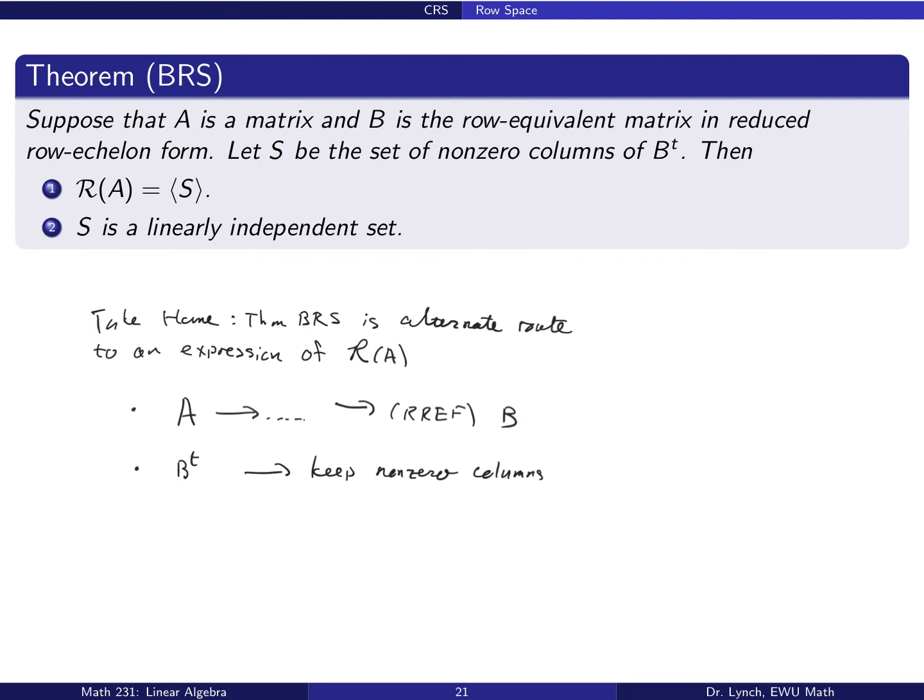That alternate route is to start with the matrix A and reduce it to its reduced row echelon form. Let's call that B. Now, of course, this reduced row echelon form of A will have 0 rows at the bottom. So when we take the transpose, those 0 rows will become 0 columns. We'll keep all the non-zero columns, and it turns out that those columns are a linearly independent set such that the span of that set is the row space of the matrix.